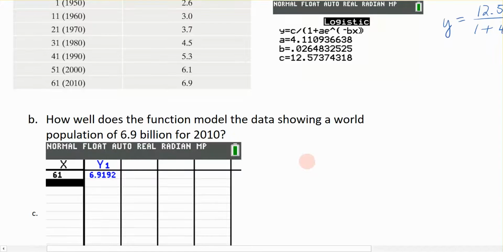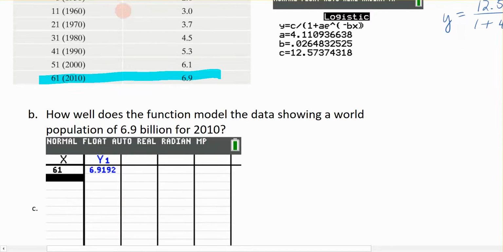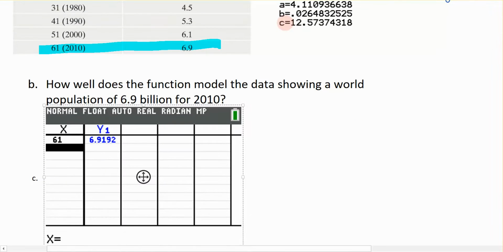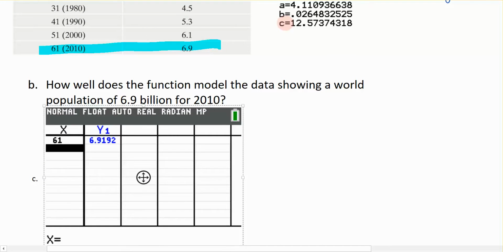So it was a pretty dead-on model. The real data is for 61, which remember was 61 years after 1949. 61 years after 1949, the actual world population was 6.9 billion. Our model said 61 years after that, world population should be 6.92. So that's a pretty close model.